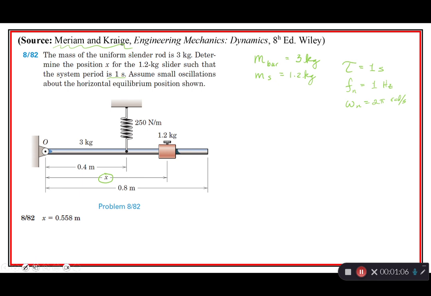So we have other dimensions listed here and a spring stiffness right there. So let's take the stiffness equal to 250 newtons per meter. And you can see that this is not a forced problem right here. Okay, so let's take FBD and IBD.